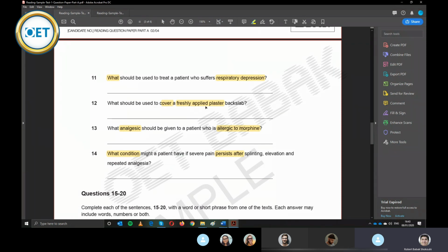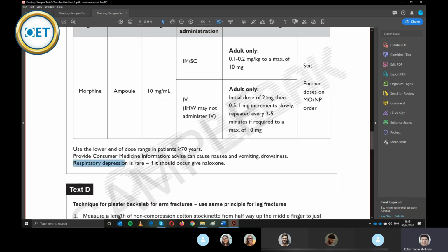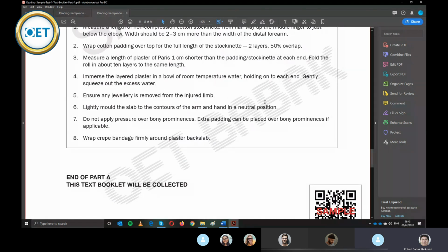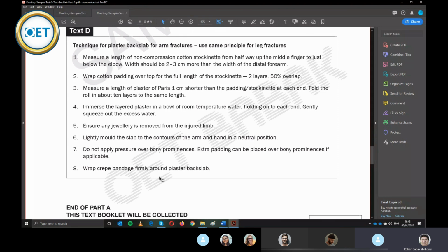Overly cover a freshly applied plaster. Where should we look? Plasters. D. Okay, so what should we use to cover a freshly applied plaster? Okay, what should we use? A crepe bandage. Okay.